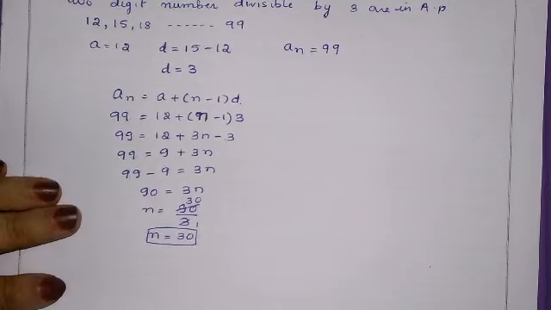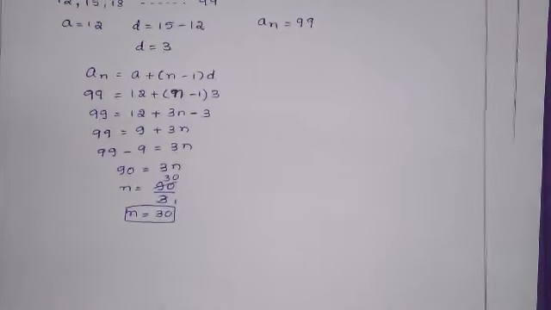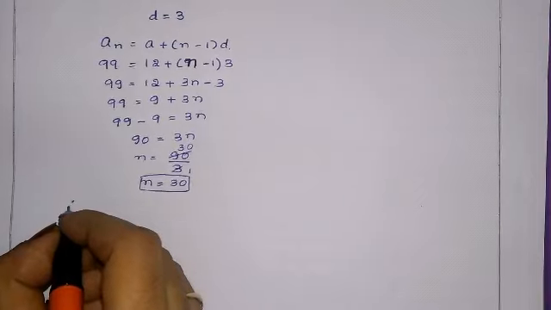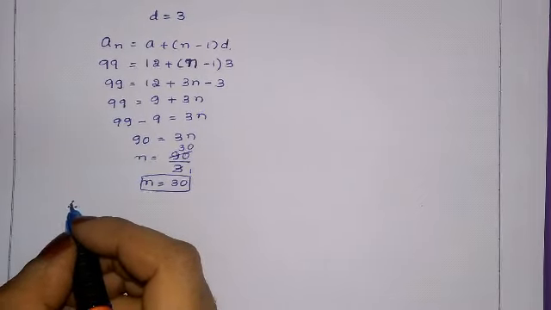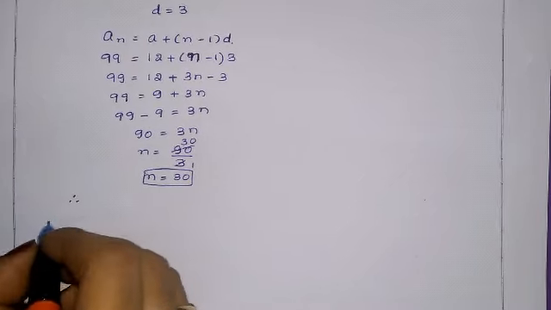So we got here n is equal to 30. There are 32 two-digit numbers which are divisible by 3. Therefore, there are 32 two-digit numbers which are divisible by 3. Let us see the next question.